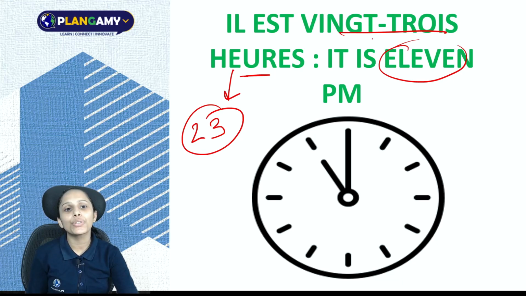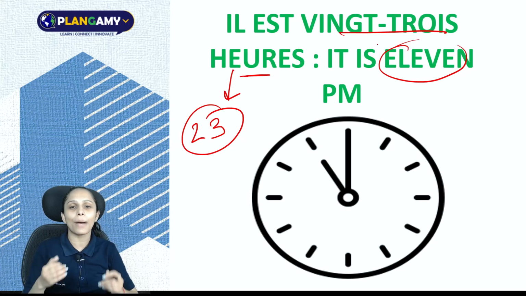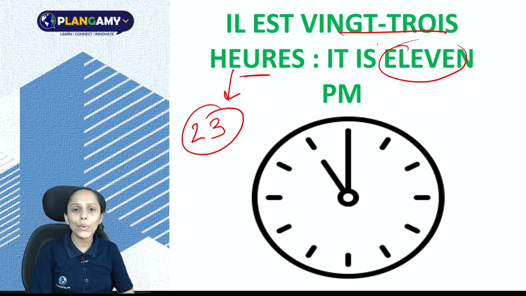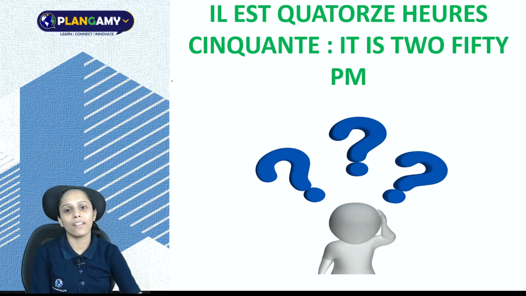So we have used 23 heures, and we haven't used 11. If we use 11, or if we say il est 11 heures, it will mean that we are talking about 11 a.m. But here we are talking about 11 p.m.